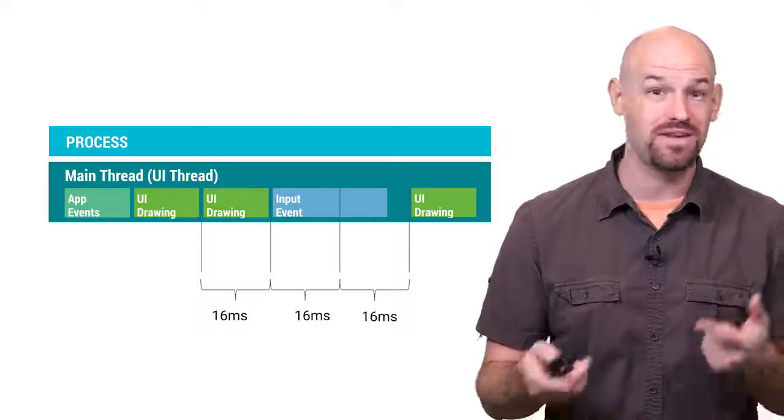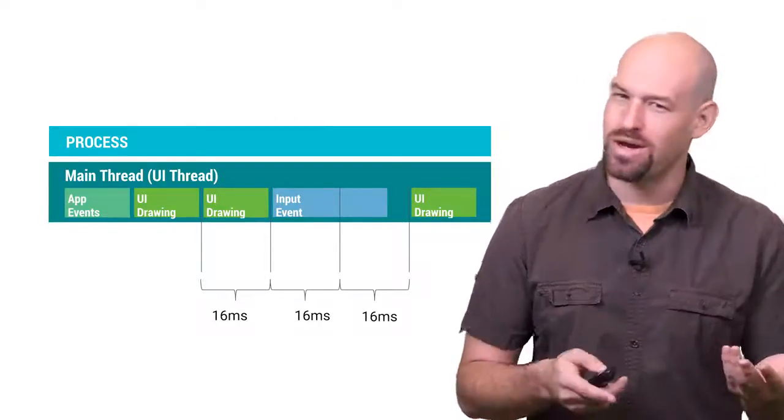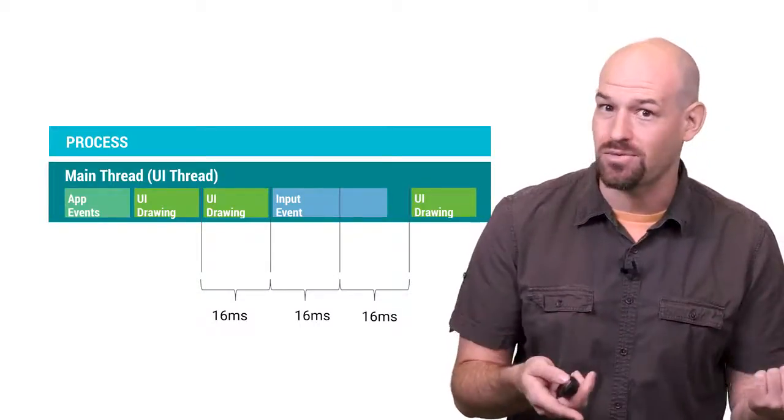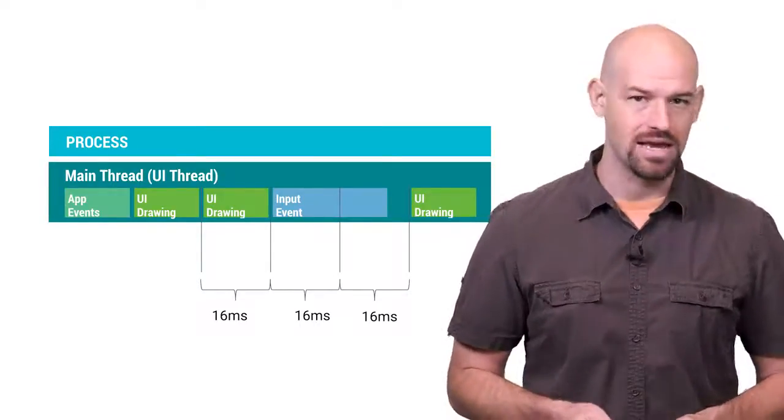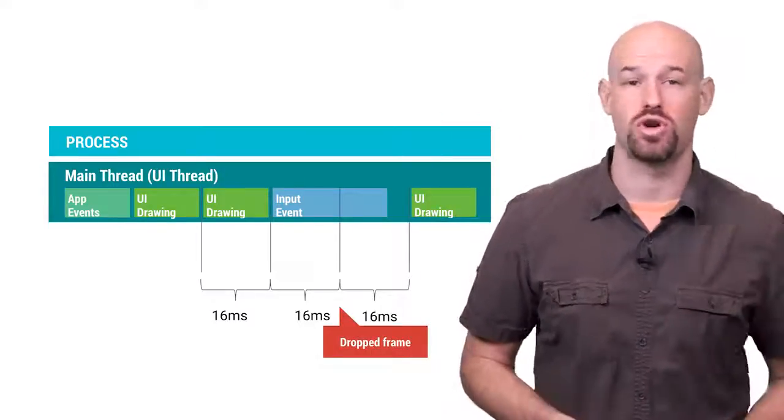So if your app is in the middle of an animation and some random work packet takes longer than expected, you'll miss your chance to render that next frame within the 16 millisecond window, and that frame will be delayed. This is what we call a dropped frame, and when this happens, users start to notice.